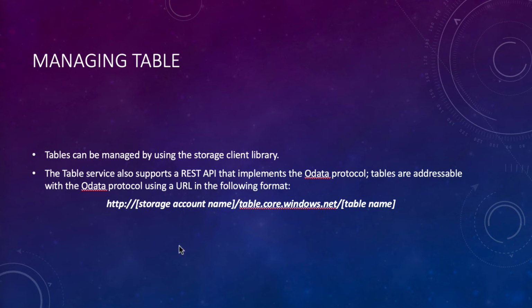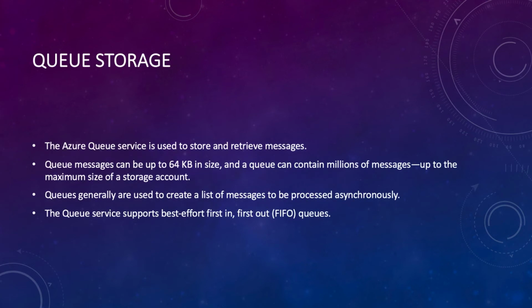So the next object that we're going to talk about is going to be the queue storage, and we will start here. The Azure Queue Service basically is used to store and retrieve messages. Remember, we usually don't use queue storage for media files or large company files and so on. It is best optimized for retrieving messages. Queue messages can be up to 64 kilobytes in size, and a queue can contain millions of messages up to the maximum size of the storage account.